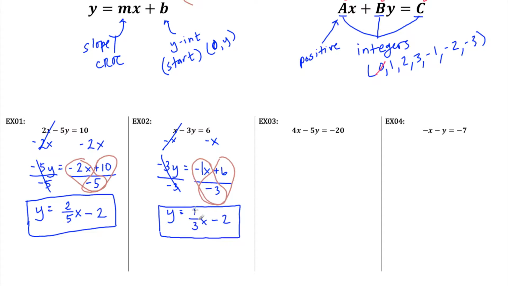I can make that a tiny bit. Okay, there we go. Let's do example number 3. 4x minus 5y equals negative 20. So I want to say y equals. I'm going to get rid of this 4x. Minus 4x. Maybe I just need to do it slower. Okay. And we get negative 5y equals negative 4x minus 20. Divide by negative 5.